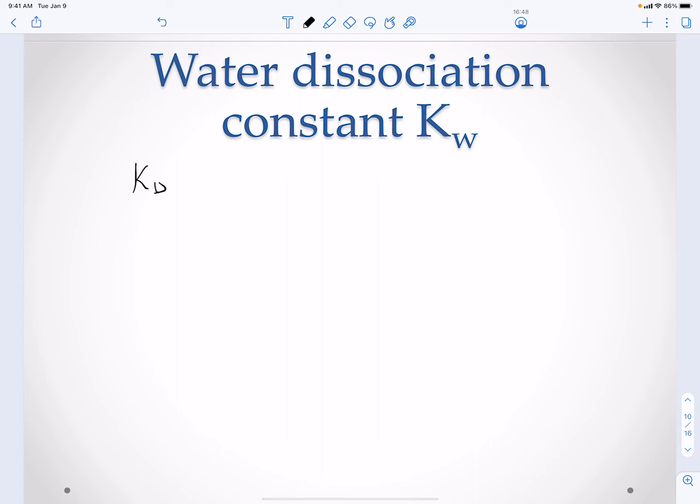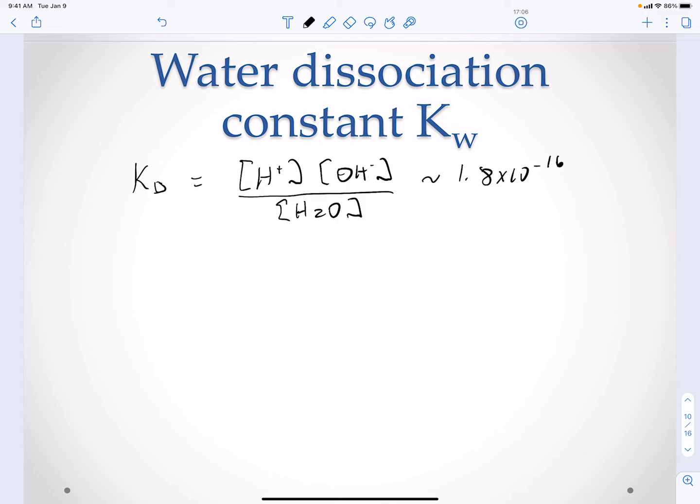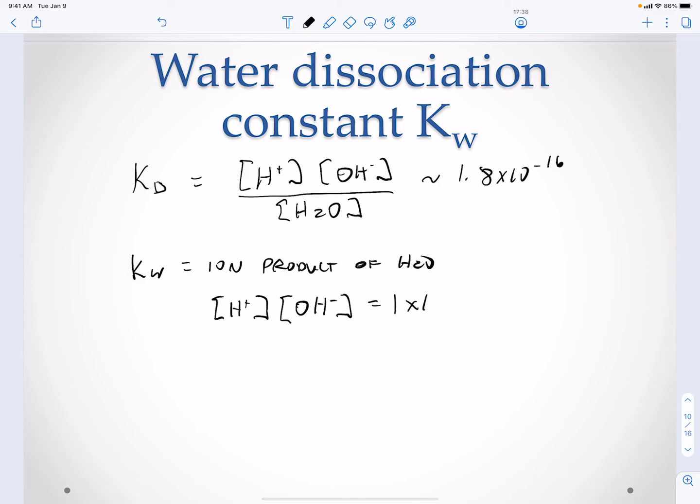We have an actual dissociation constant, which is the Kd, and this is simply your products over your reactant. And this is approximately 1.8 times 10 to the negative 16. And so what that should tell you is that water is favored in an aqueous solution rather than dissociating into the ions, hydrogen ion and hydroxide. And so the Kw is the ion product of water. And so this is basically the concentration of your hydrogen ion and your hydroxide ion, which is approximately 1 times 10 to the negative 14.